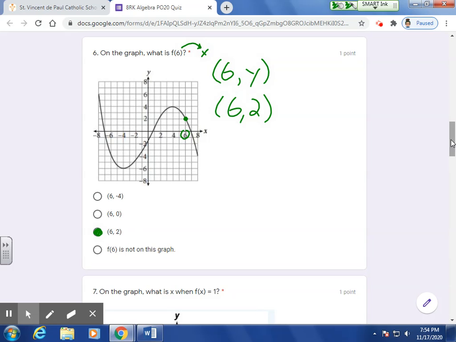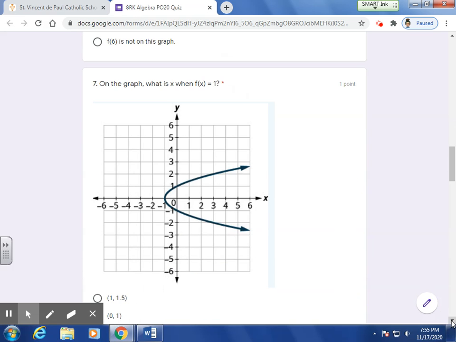If you go through some of these wrong answers, 6, negative 4, if you just plot that point, that's not on the graph. 6, 0, that's not on the graph. F of 6 is not on this graph. Well, it is, okay? When x is 6, what's the value for y? I'm hoping that a lot of you are sitting there going, oh, that makes sense, right? You all have that light bulb. It's just a matter of when it turns on, and it will for all of you at some point.